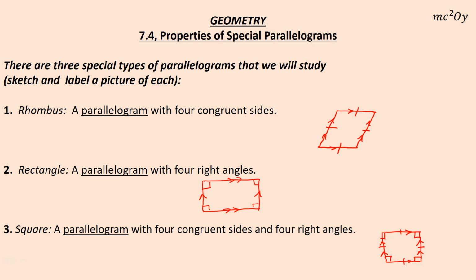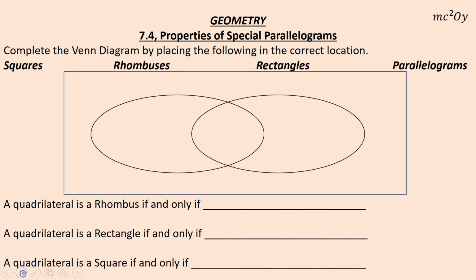All right. So now, using that, we're going to put together a Venn diagram where we group all these things together. The first thing I'm going to do is classify these four items, squares, rhombuses, rectangles, and parallelograms, and their relationships here, when you look at their properties.